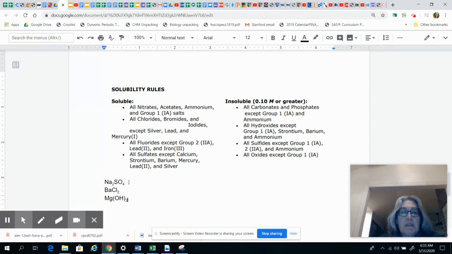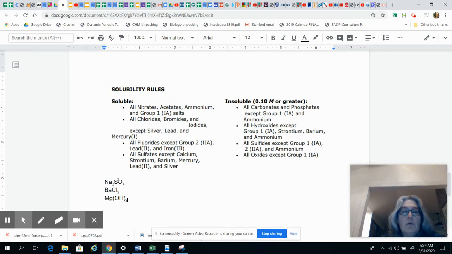Okay, so let's do a couple of examples. So we have soluble on this side, insoluble on this side: carbonates, phosphates, hydroxides, with exceptions, because see, anything combined with these is soluble, so they have to be exceptions to the insoluble.